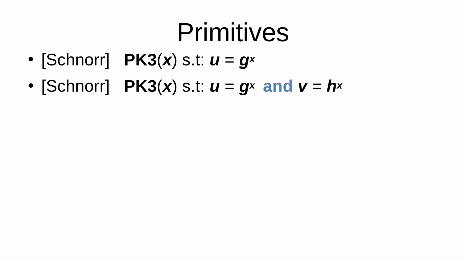He's proving knowledge of discrete log of u to the base g. He's proving discrete log of v to the base h, and he's also proving that the two discrete logs are equal, right? So that is just a parallel run of the above proof.